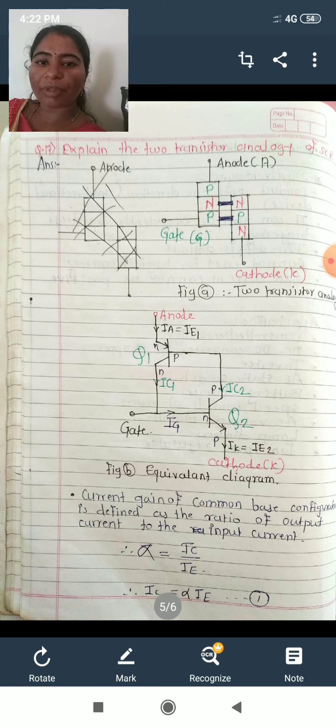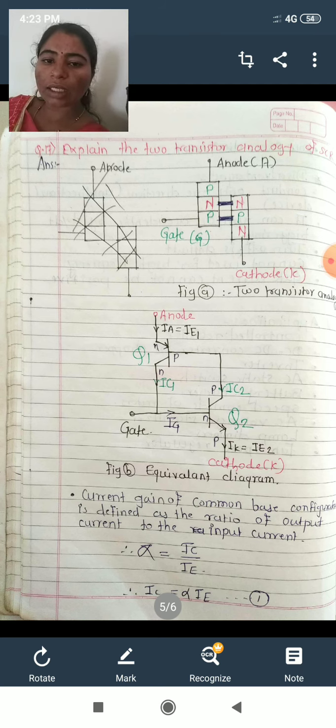How does it become PNPN? See in the figure. The P layer is connected to the anode terminal, and the N regions of both transistors are connected commonly. The P regions of both transistors are connected commonly and brought out as the gate terminal. The last N region is connected to the cathode terminal. This is the construction of the SCR using two transistors. The same figure is shown below as the equivalent figure, with only symbolic representation.